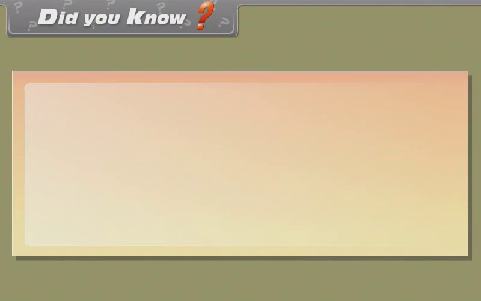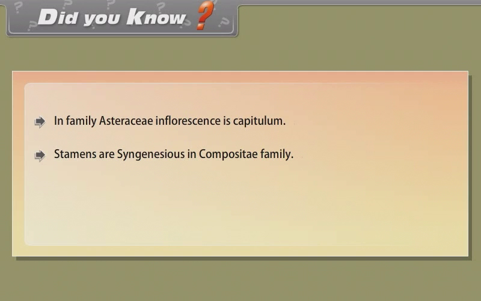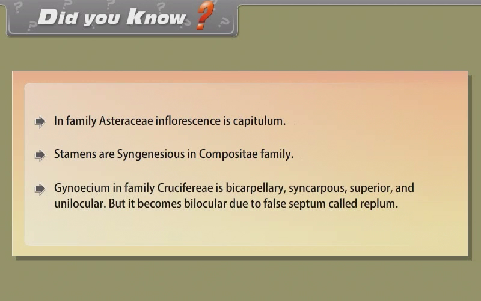Did you know, in family Asteraceae, the inflorescence is capitulum. Stamens are syngenesious in the composite family. Gynoecium in family Cruciferae is bicarpellary, syncarpous, superior and unilocular, but it becomes bilocular due to a false septum called replum.